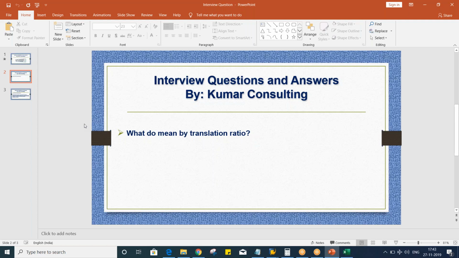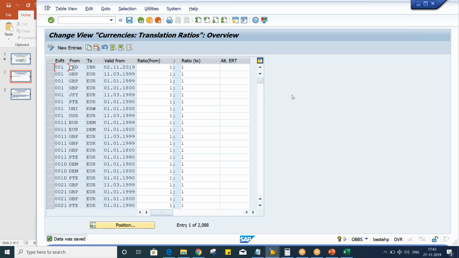Now here, for this, I hope you will be able to remember the foreign currency setting, guys, which I have covered. I'll just show you. I've already opened it here. Whenever we go for foreign currency setting, I might have explained to you that before specifying the currency rate, we are going to specify the currency translation ratio.